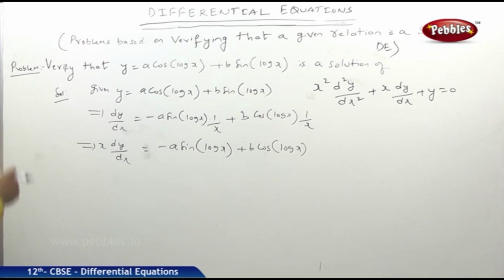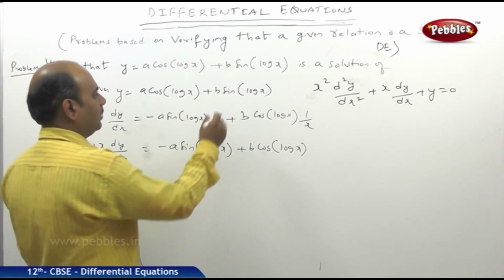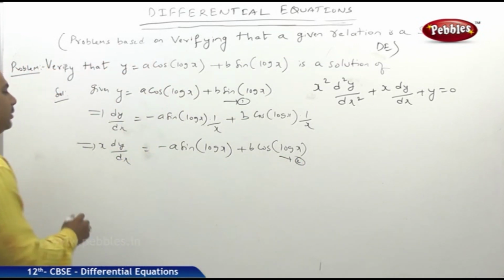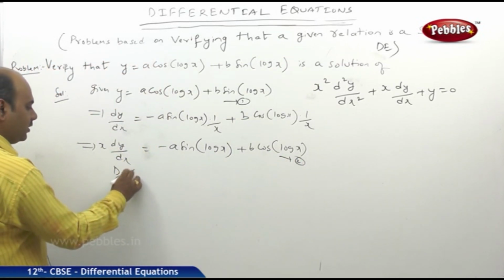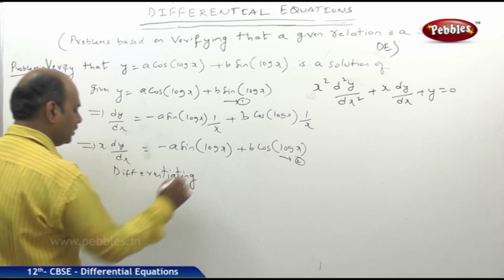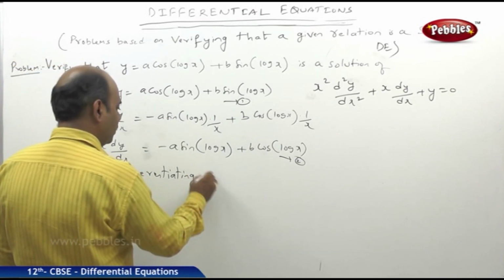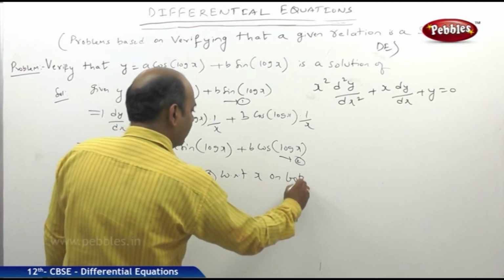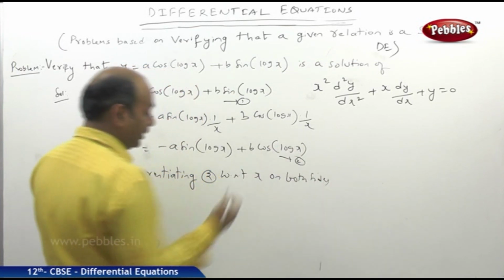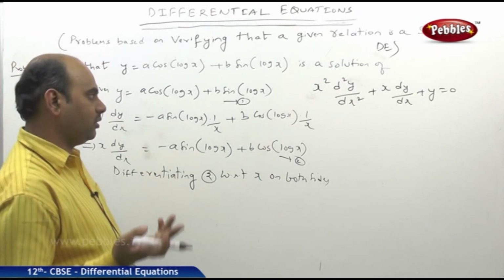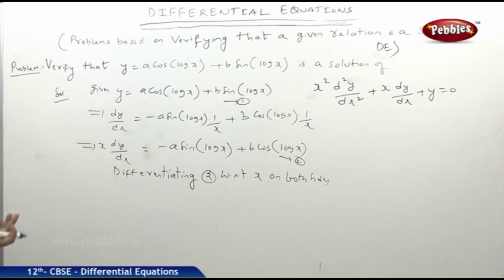What I will be doing, once again I will be deriving this particular part. Here I will call this 1 and this 2. So once again I will be differentiating 2 with respect to x on both sides. We shall see whether we will be getting our relation or not. If we get a relation of that particular differential equation, then we can tell the given relation is a solution of the given differential equation.